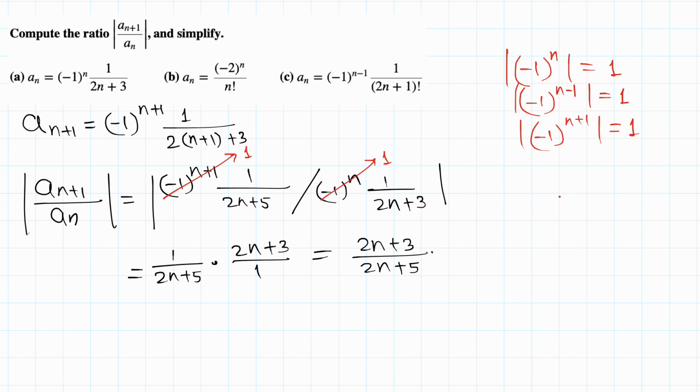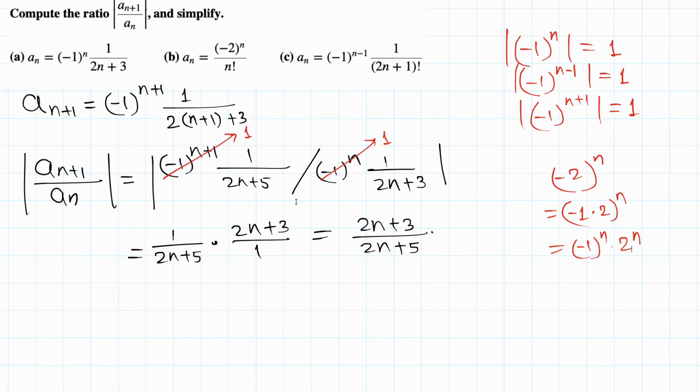And by the way, negative 2 to the n, we can think of negative 2 as negative 1 times 2, inside raised to n. So negative 1 to the n times 2 to the n. Okay, this is how we can simplify. So for part B, a_{n+1}, let me copy this one. I'm erasing this. a_n is negative 2 raised to n over n factorial.